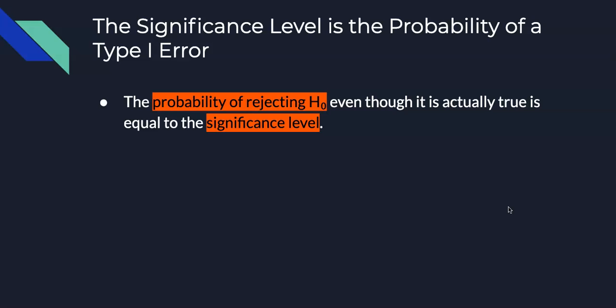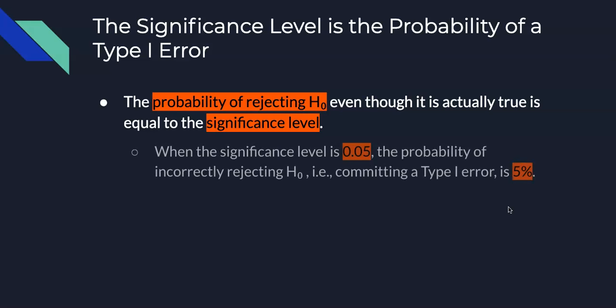Because we're rejecting if it's less than 5% or equal to 5%, and that's the chance that we may be wrong, right? When the significance level is 0.05, the probability of incorrectly rejecting H naught, committing a type 1 error, is actually 5%. So if somebody asks you, what's the probability that you just made a type 1 error? I'll say that's the same as my significance level, 0.05, 5%.